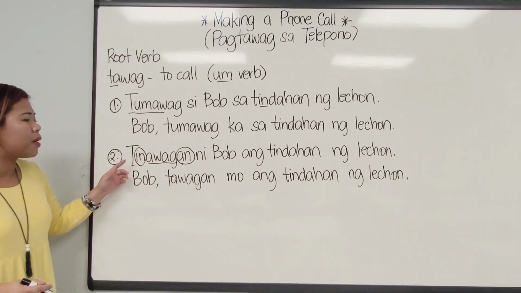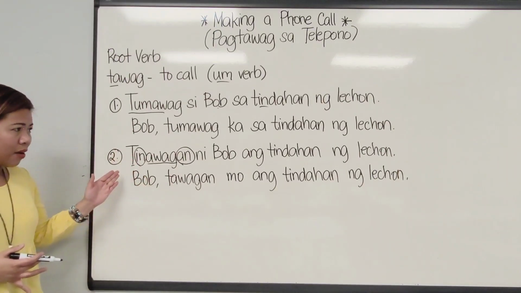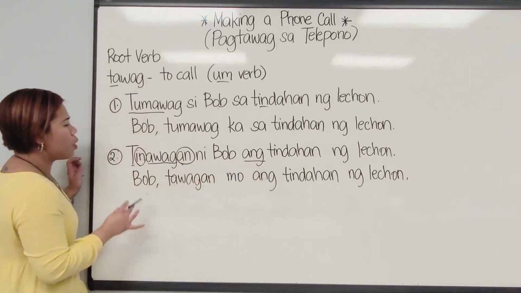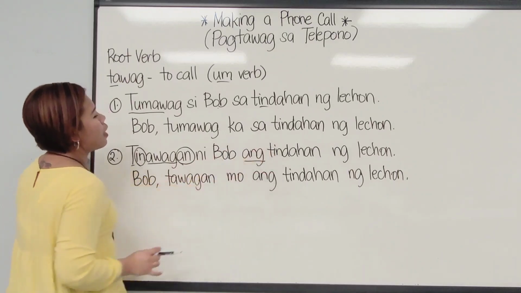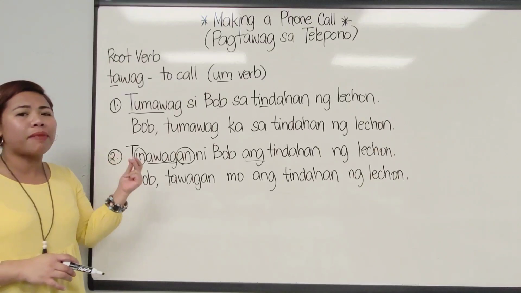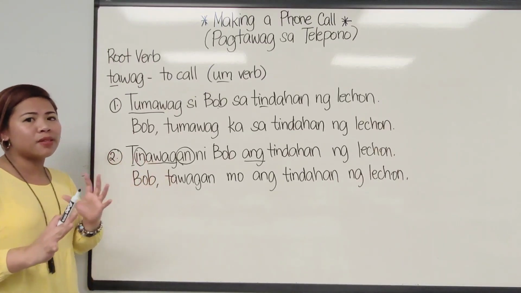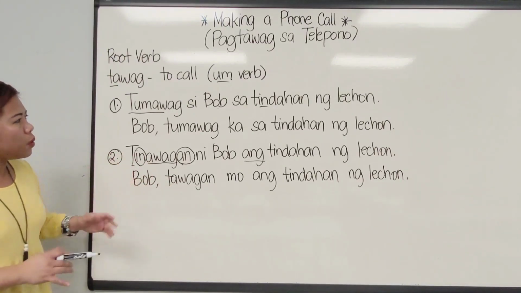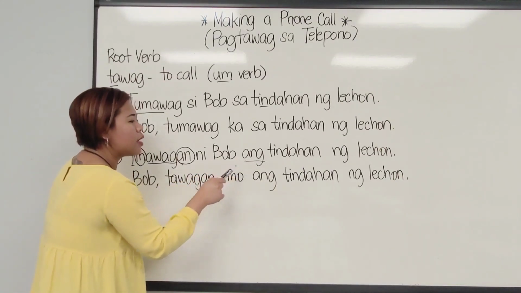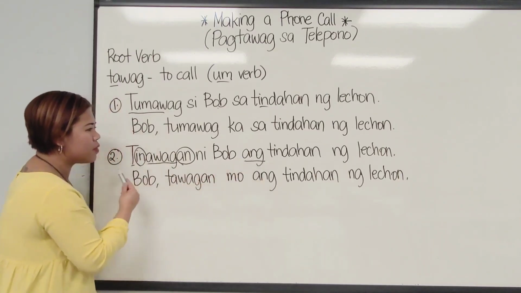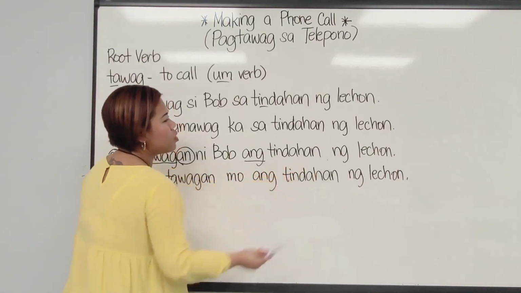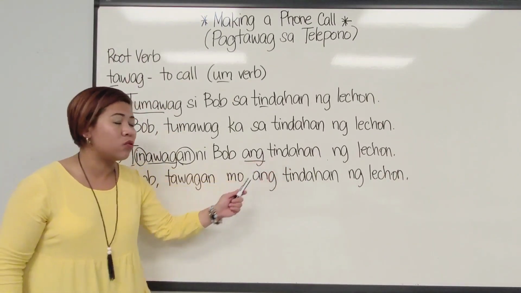We still have our root verb, but we inserted so many affixes here. Also, we put the ni here. So tinawagan ni Bob ang tindahan ng lechon. So in this sentence, if you already mastered sentence construction in Filipino, you would notice as well that ang here is placed because it gives you a hint that the focus of this sentence is not Bob, not the doer of the action, but the object of the sentence, which is the lechon store.